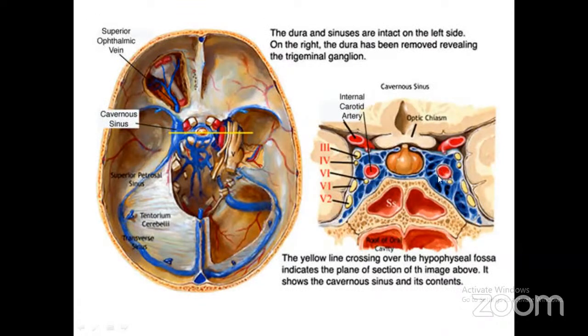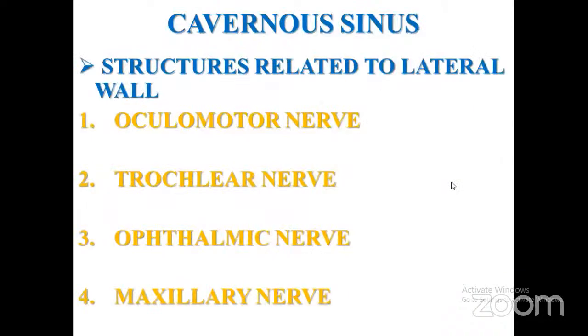As we already discussed, the dural venous sinuses are lined by endothelium, and even in the lateral wall, all these nerves are separated from this venous blood via endothelium. They are in the lateral wall, and these two structures are going through it: the internal carotid artery, and inferolateral to it, the abducens nerve. So essentially, all the nerves supplying the extraocular muscles are related to it.